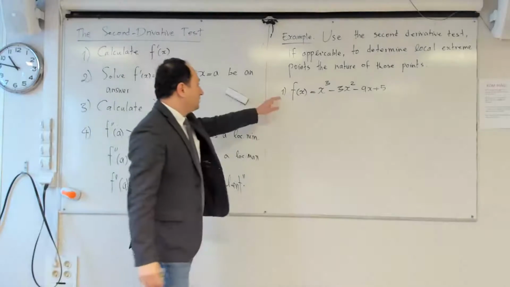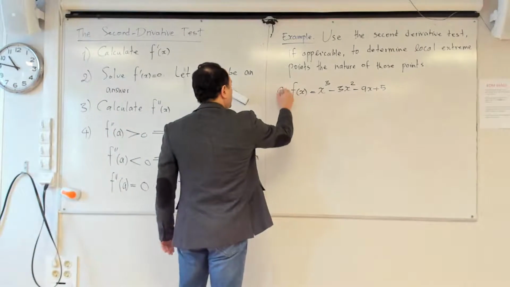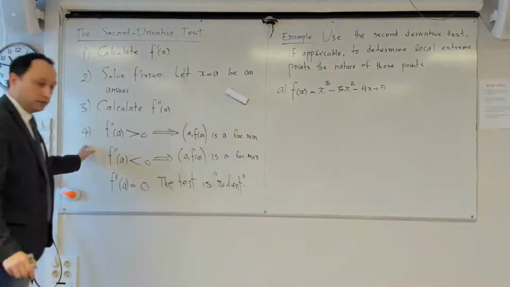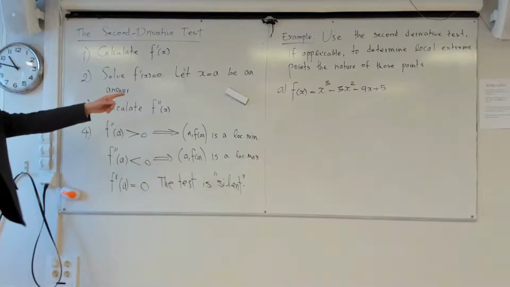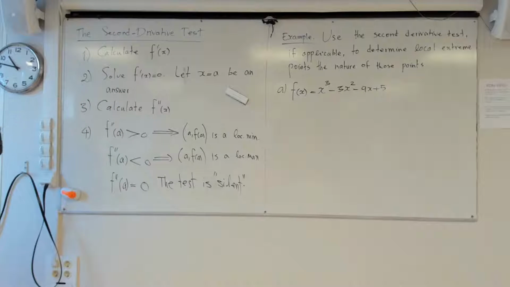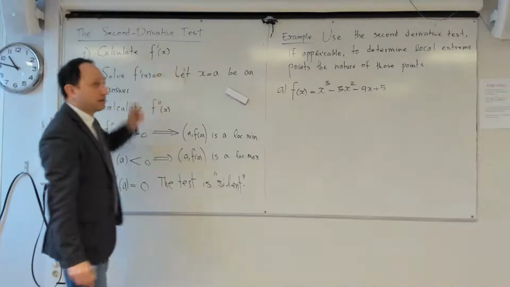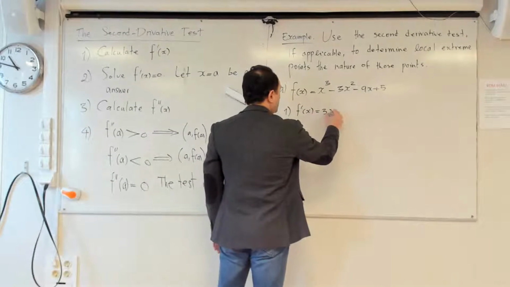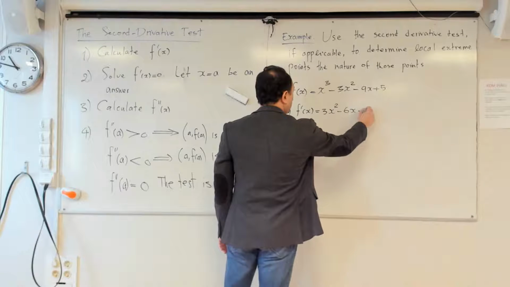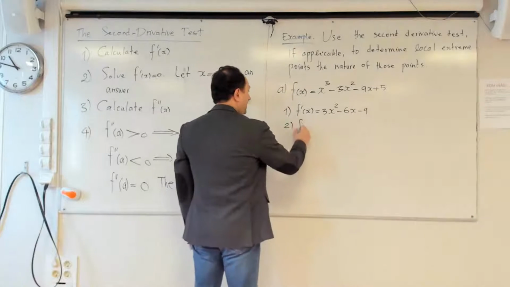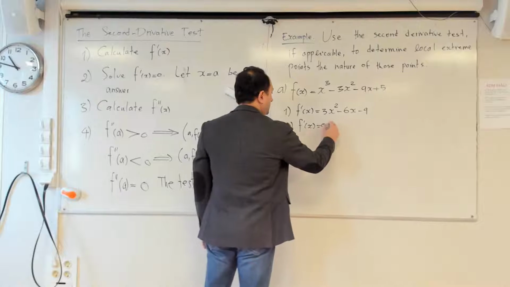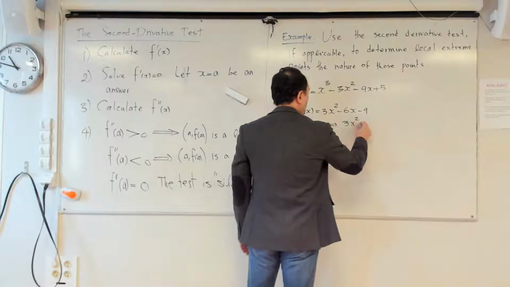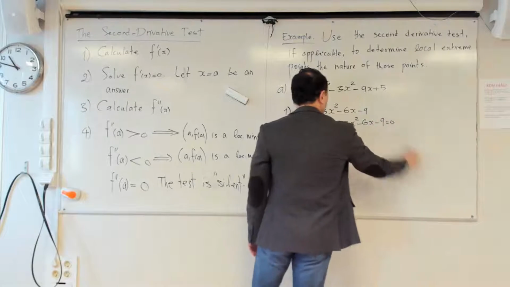Okay, so let me write A and keep these numbers 1, 2, and 3, 4 for here. A function is given to you, and then you are supposed to determine the local extreme points. The first step is to calculate the derivative, which is 3x squared minus 6x minus 9. The second step, I have to put it equal to 0. So then this means that 3x squared minus 6x minus 9 is equal to 0.